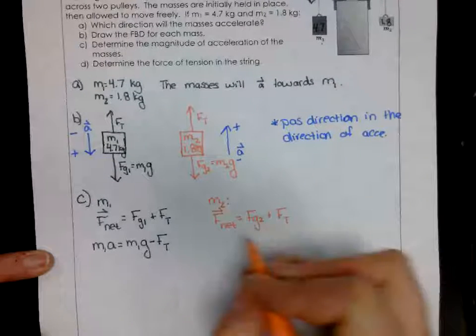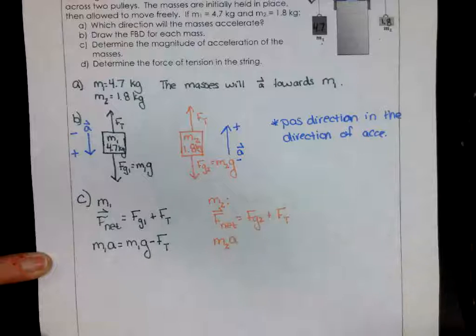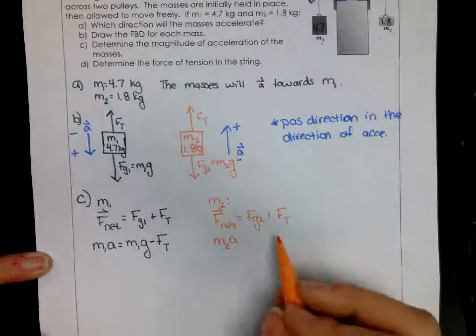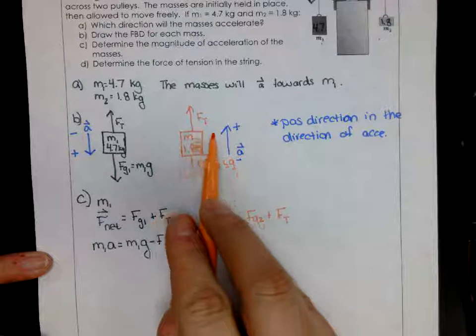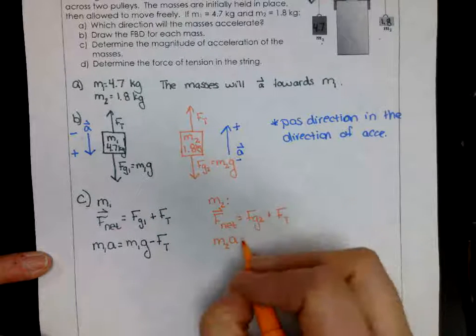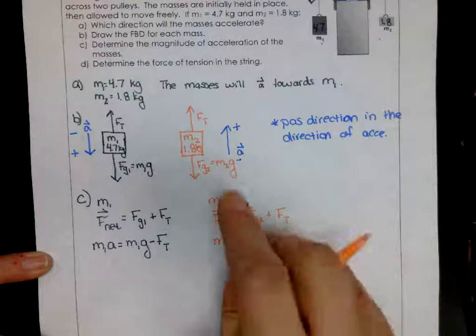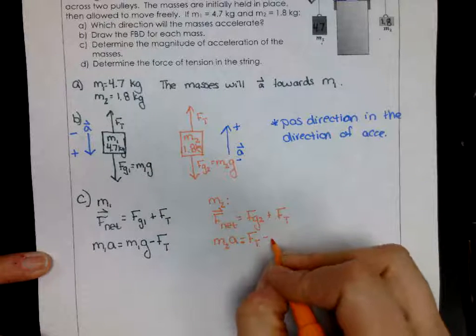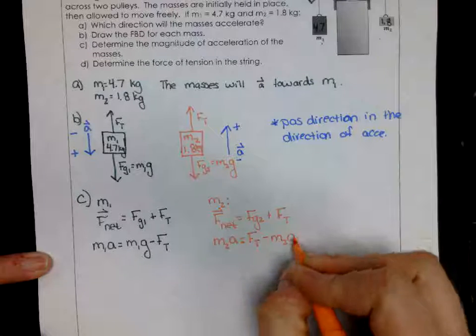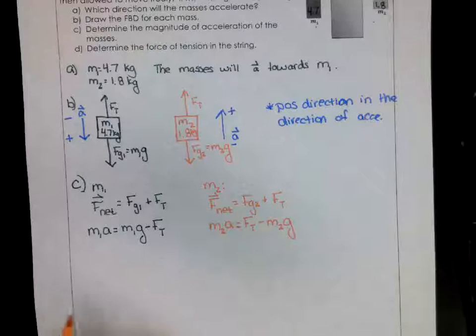Because of Newton, I can say that my net force is the mass of 2 times the acceleration. And I'm going to flip these around because force of tension is positive here, and I can't break that down any further. So I'm going to put force of tension here, minus M2G. All right, when I'm looking at these, I can't break any of these down any further.